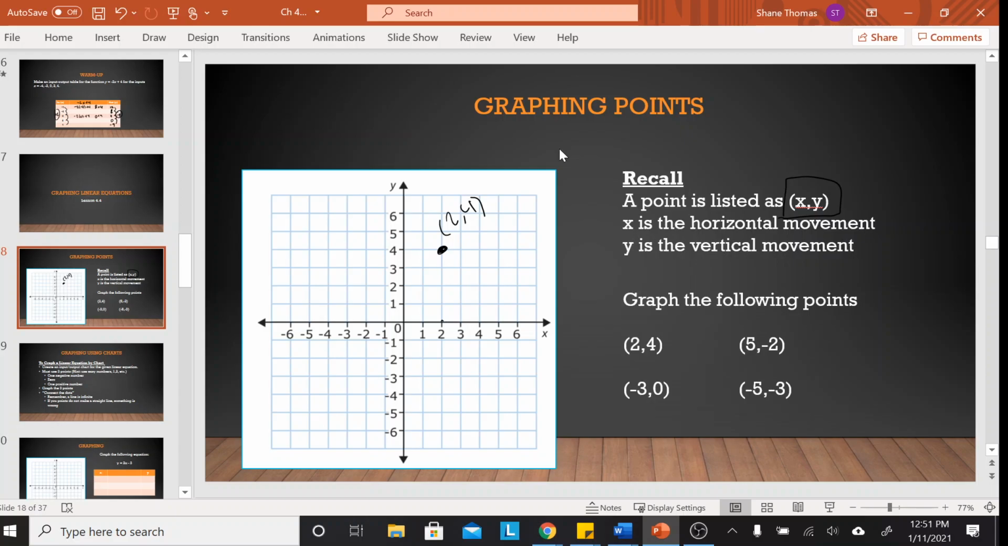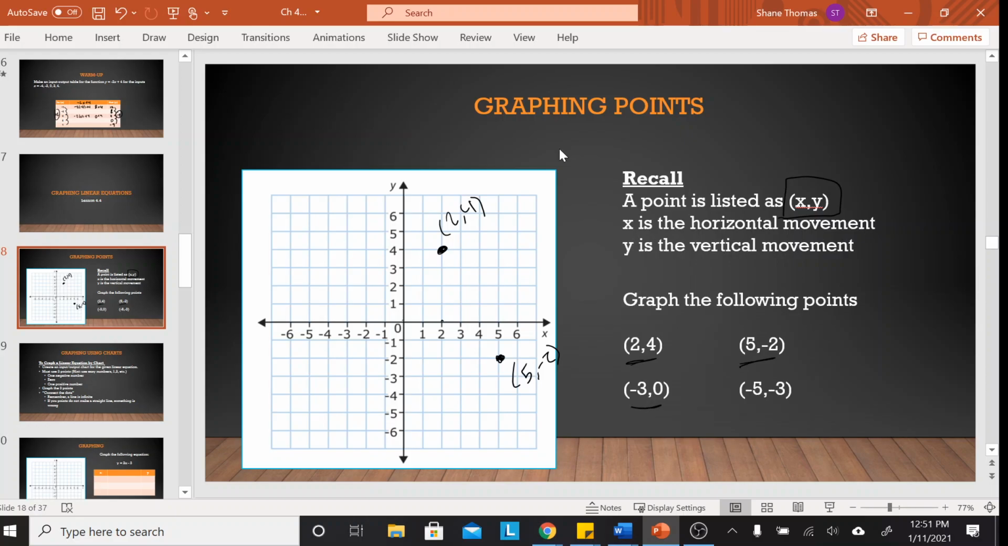Second one, 5, negative 2. That means I'm going 5 to the right and down 2. So 5 right, down 2. That would be my point. And you wouldn't have to label these. Typically, if you're graphing a point, you can just draw the point. I'm labeling the points on here so you know which one goes with which one.